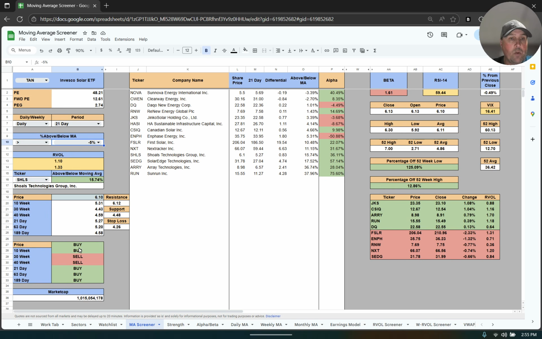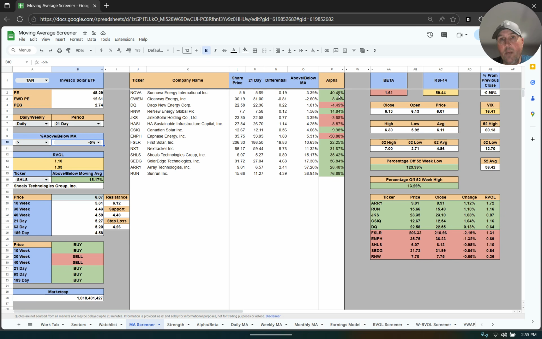For the price, we get a buy signal if the price is above every single moving average. If it's below any moving average, we get a sell signal. The price has to be above the 10-week, and the 10-week has to be above the 30 and 40-week to get a buy signal. If anything is off, we get a sell signal. And the same applies all the way down for all the moving averages. Then we have the market cap of the stock we're looking at, which is Shoals.